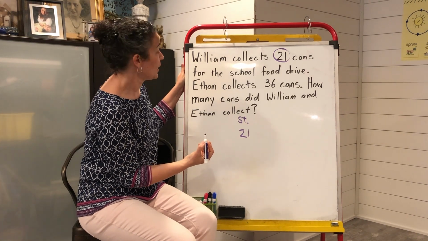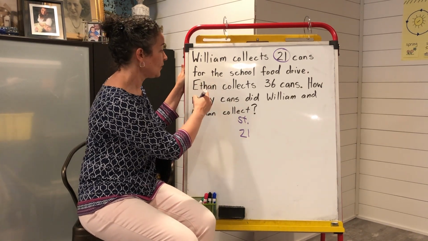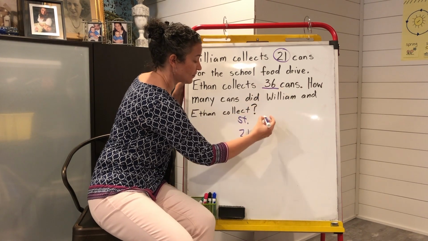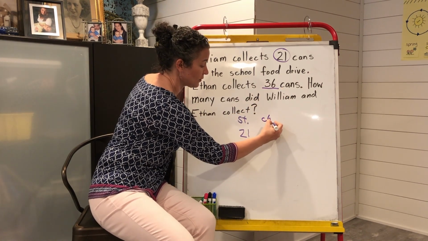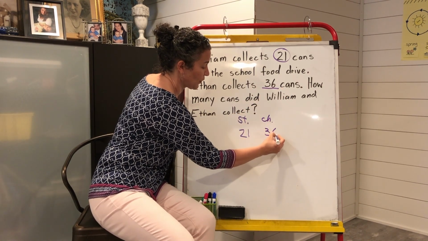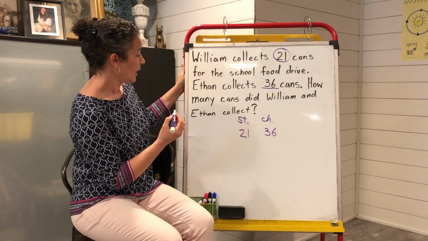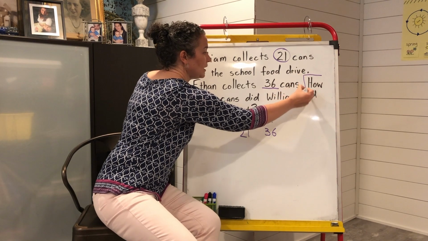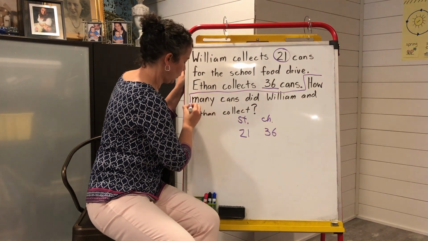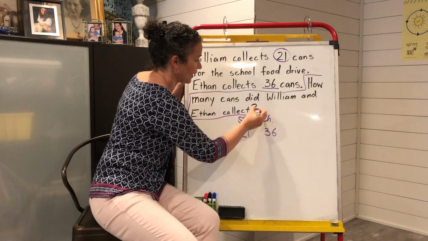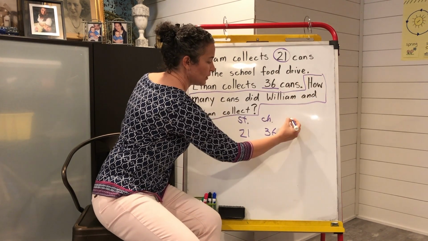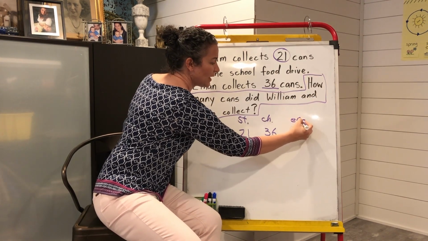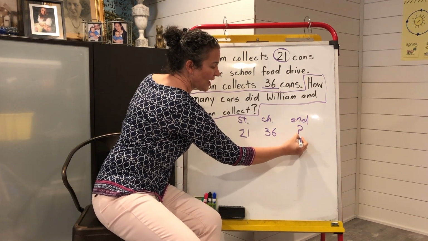Now we're looking for our change for the school food drive. Ethan collects 36 cans. So our change, my friends, is 36. We've got 36 cans as our change. How many cans did William and Ethan collect? That how many, my friends, cues me. It lets me know that that's my variable.